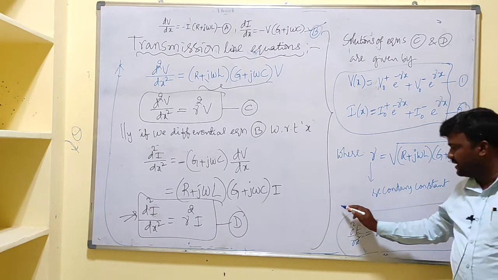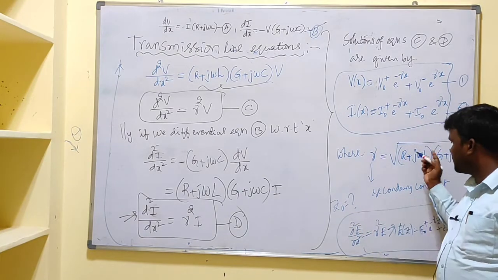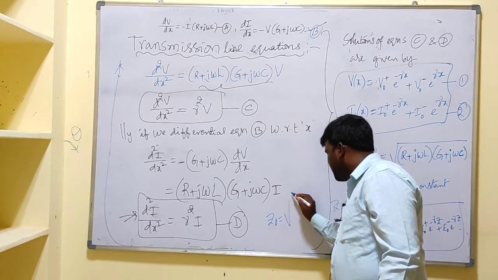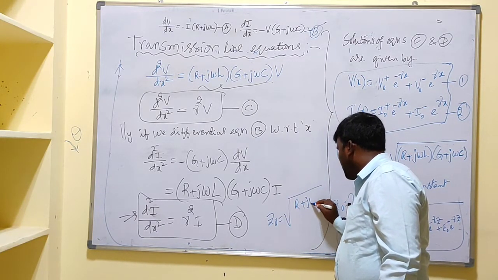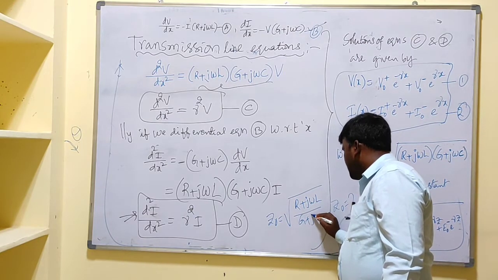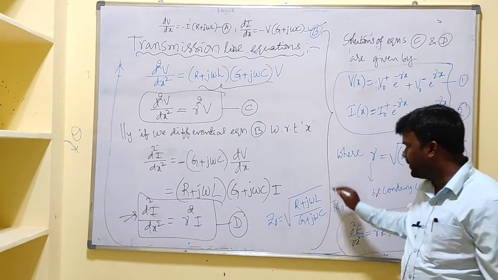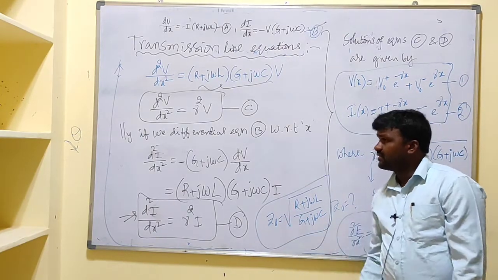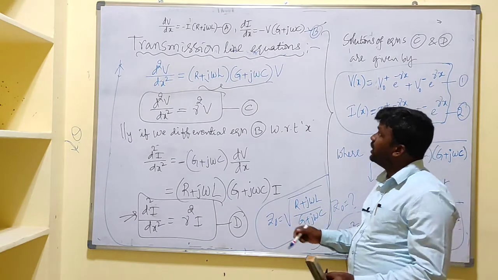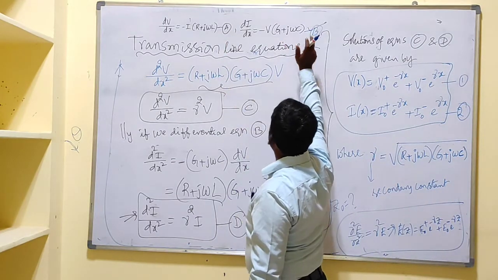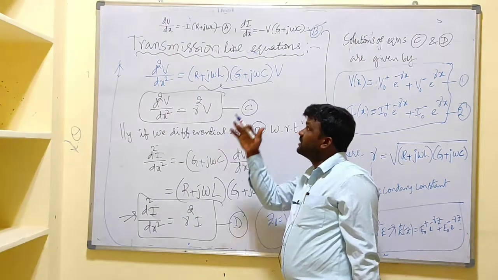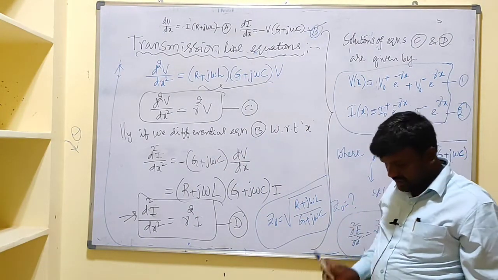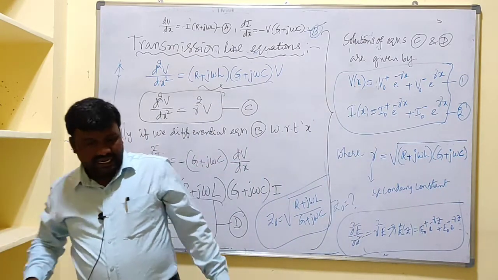Another parameter is Z naught. That Z naught is defined in terms of R, G, C or L. Z naught is given by the square root of (R plus j omega L) by (G plus j omega C). We need to derive this Z naught. In order to derive it, we need to use equations A and B. By using equations A and B, we can derive Z naught like this. This is all about our transmission line equations.